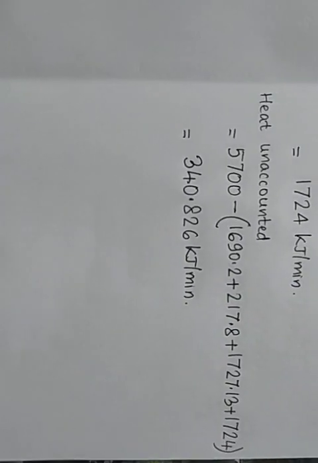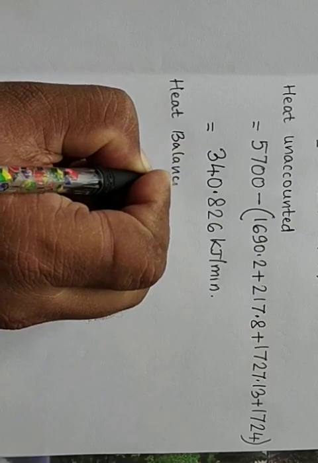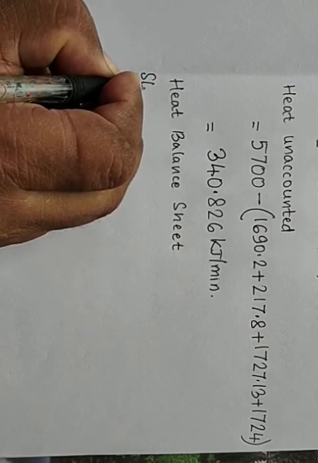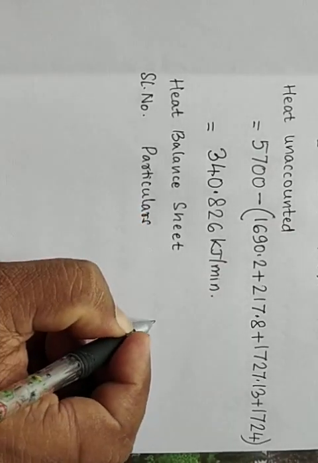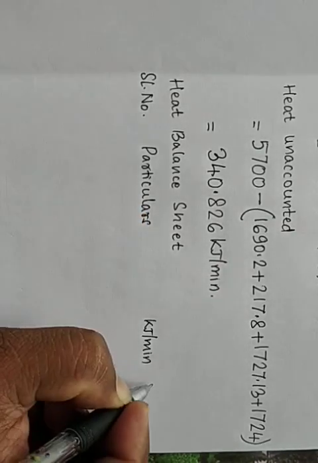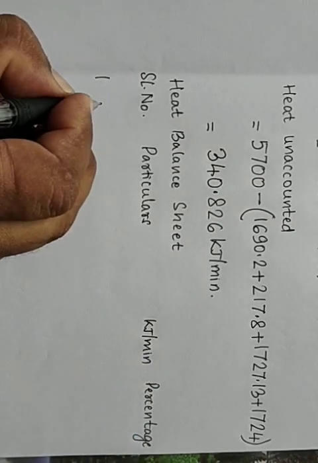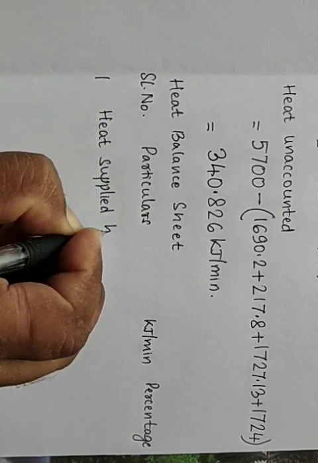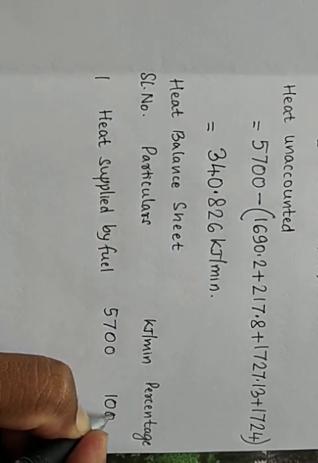After finding out this value, again tabulate in a tabular column, that is the heat balance sheet. So again I'll write serial number, particulars. He has asked me to find it in kilojoules per minute and then percentage. So serial number 1, heat supplied by fuel is 5700, which is again 100%.